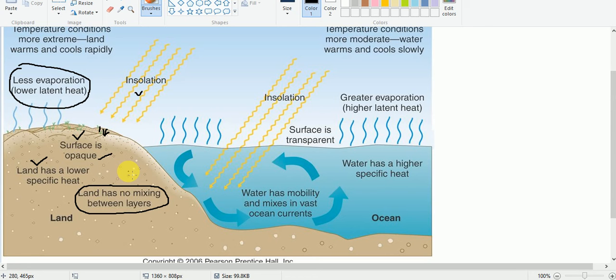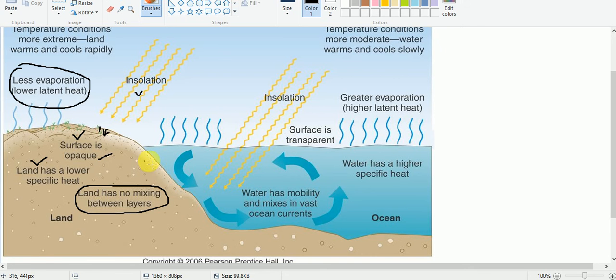Specific heat refers to the amount of heat energy required to raise the temperature of 1 gram of a substance by 1 degree Celsius. So it means that land requires less energy to raise its temperature, whereas water requires more energy to warm up. That means to raise the temperature of 1 gram of water will require more heat energy. So that is why land heats up and cools down quickly as compared to water.